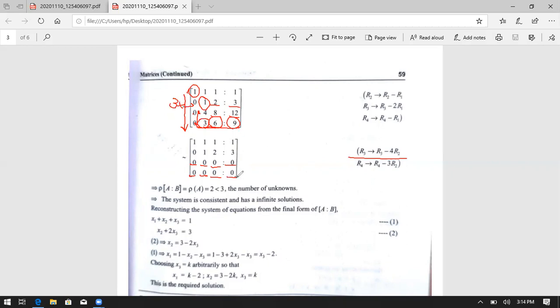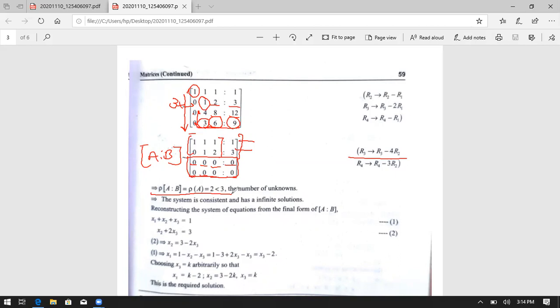Next, finally you write the rank of AB. This is the AB. Therefore, the rank of AB is equal to rank of A is equal to 2. See here, this is the 0 element, only this one. Rank of AB is 2, means 2 non-zero rows are there, and rank of A is also 2. Therefore you write rank of AB is equal to rank of A is equal to 2.